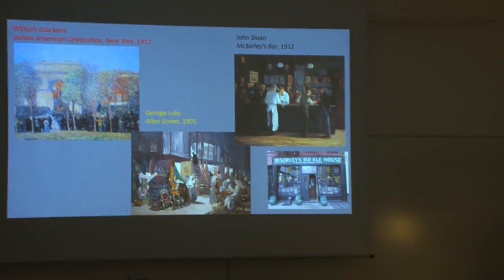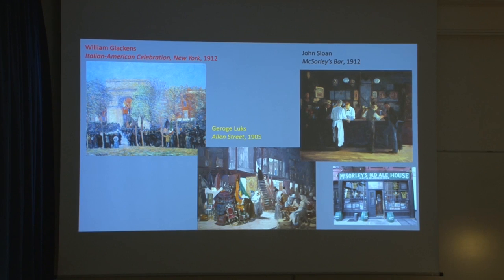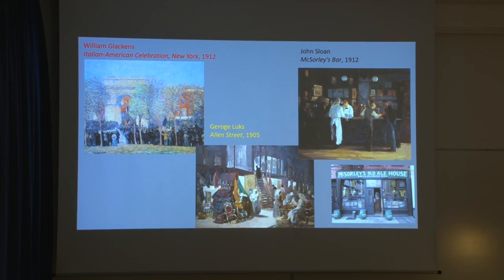A group of Henry's students, William Glackens, George Luks, and John Sloan, began working as newspaper illustrators in Philadelphia. But by 1904, they also relocated to New York. After all, that was where the action was.